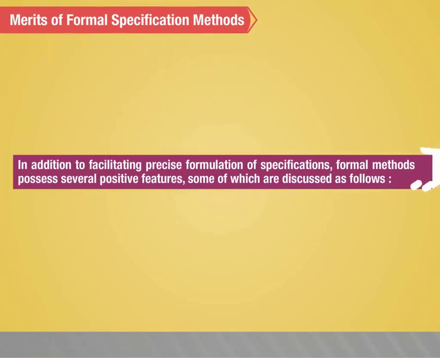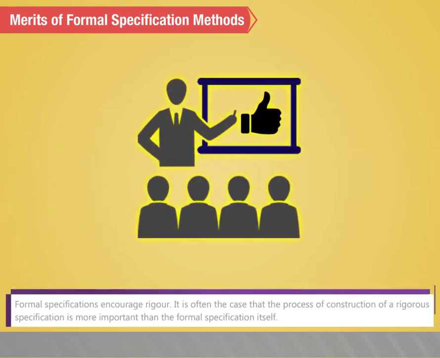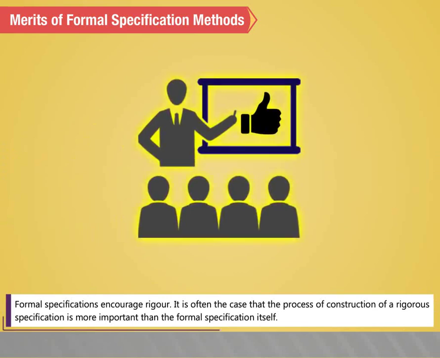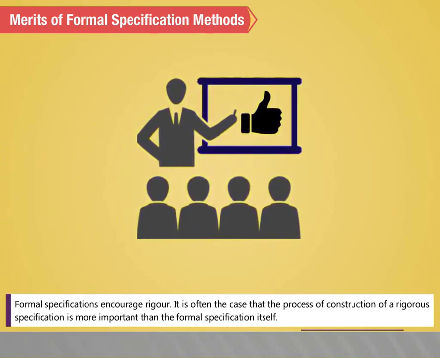In addition to facilitating precise formulation of specifications, formal methods possess several positive features, some of which are discussed as follows. Formal specifications encourage rigor. It is often the case that the process of construction of a rigorous specification is more important than the formal specification itself.